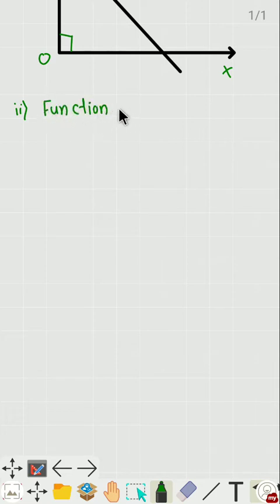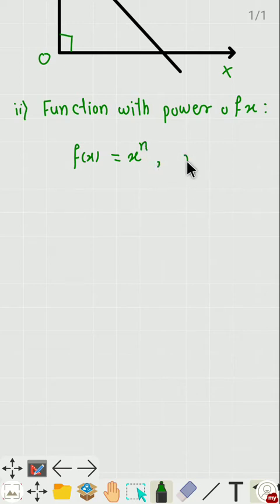Function with power of x means a function that looks like this: f of x equal to x raised to n, where n is any real number, belonging to the set of real numbers. Okay, the extension of these types of functions, let us write the extension of this function.